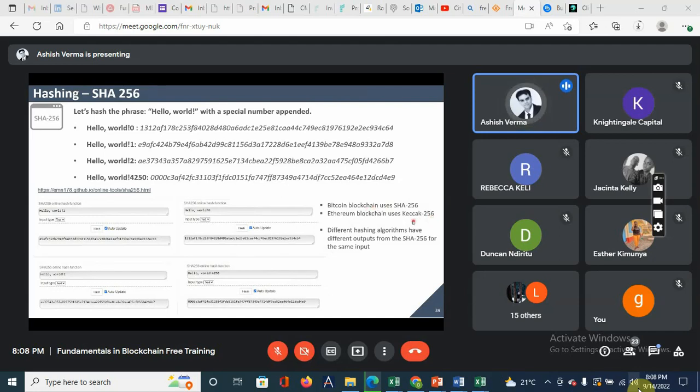If we talk about Ethereum, it uses another algorithm which is known as Keccak-256. And different hashing algorithms have different outputs. So SHA-256 everywhere will have the same output, but its output will be different from Keccak-256.